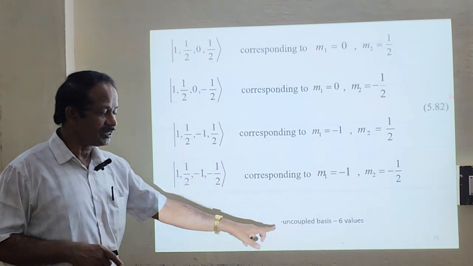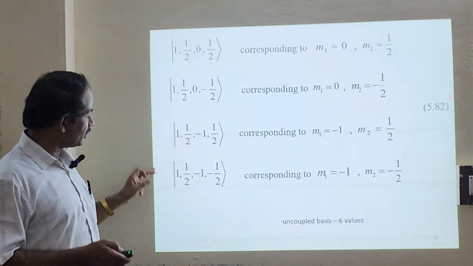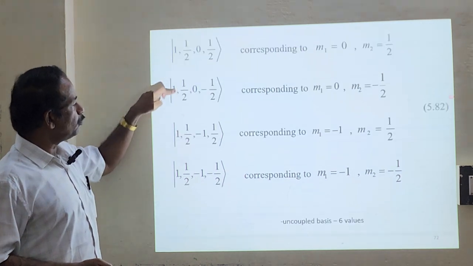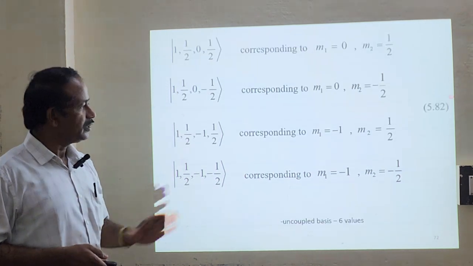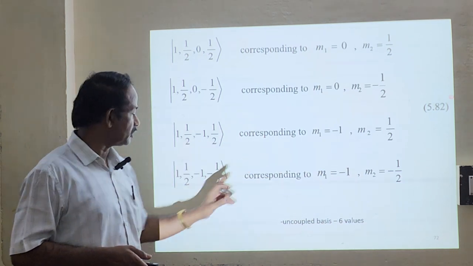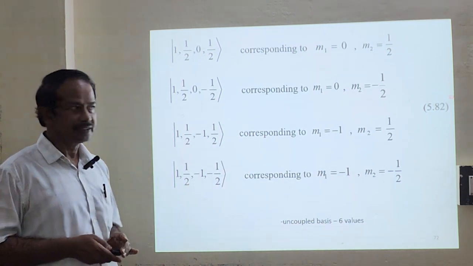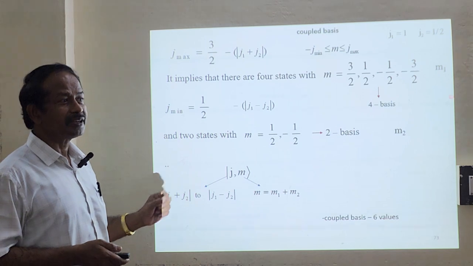How many uncoupled bases are there? 6. See, you can count it: 1, 2, 3, 4, 5, 6. So 6 are there, with corresponding M1 and M2 values. Is it okay? Now we will go for the coupled basis.